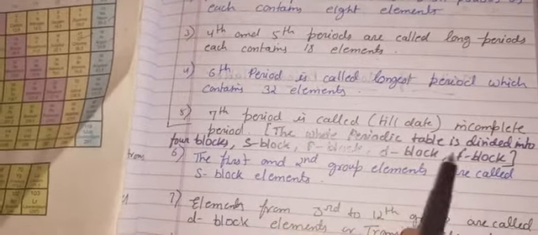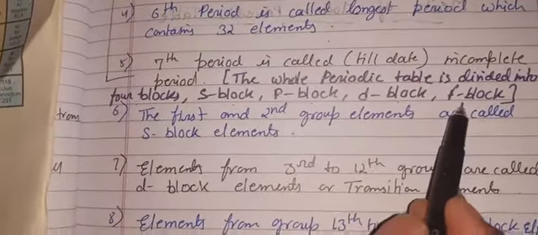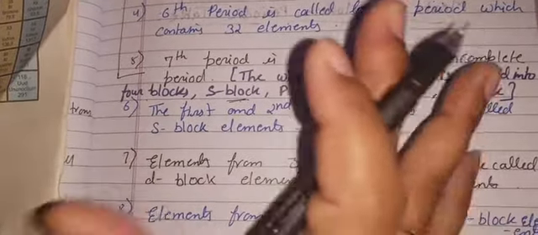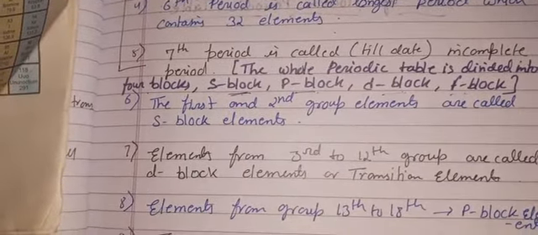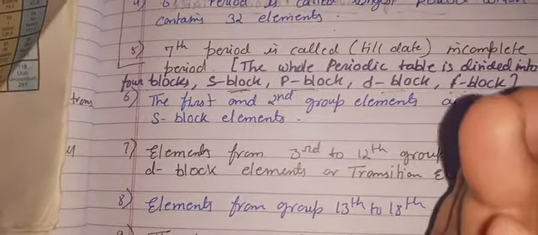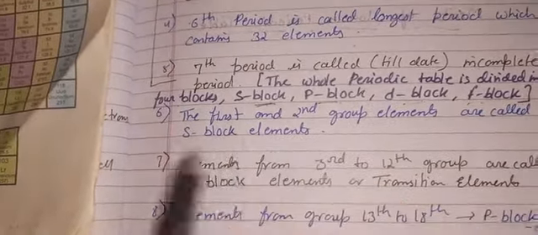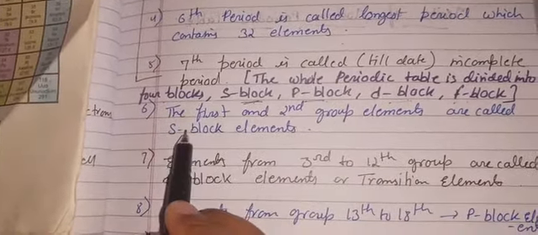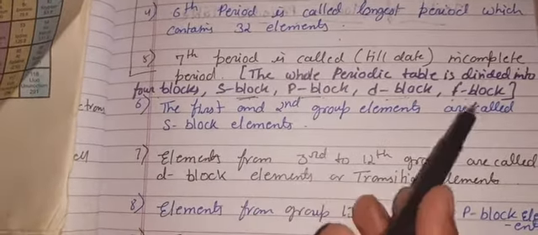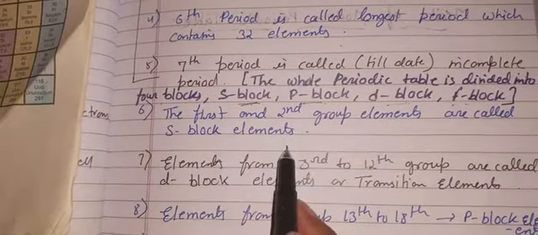The whole periodic table is divided into 4 blocks: S block, P block, D block, F block. Children, these terms you will learn in standard 11 and 12 in detail. There you will study how the electrons are arranged in an atom. So a small introduction we are giving in junior classes also, but in detail we will study this in standard 11.